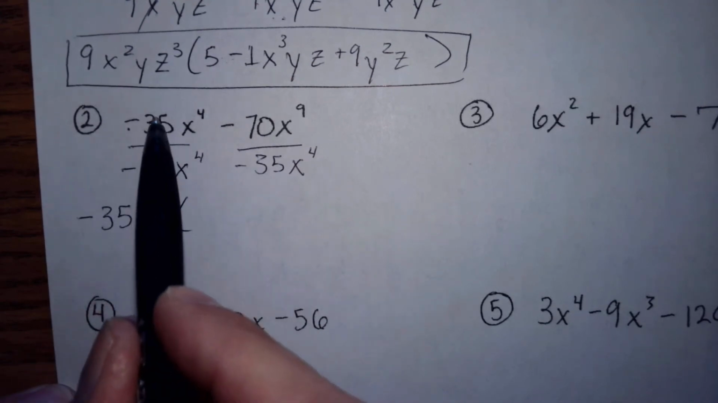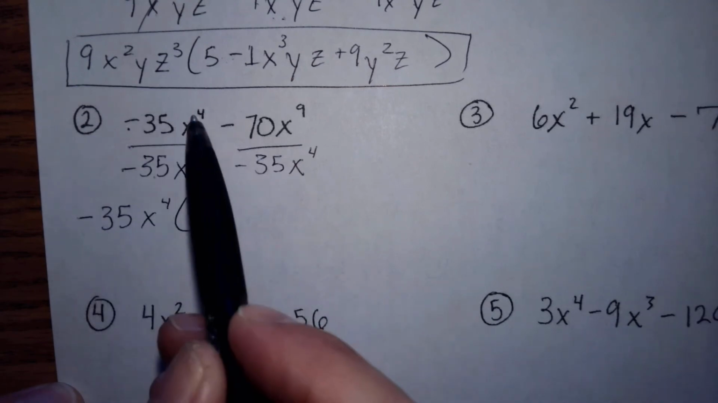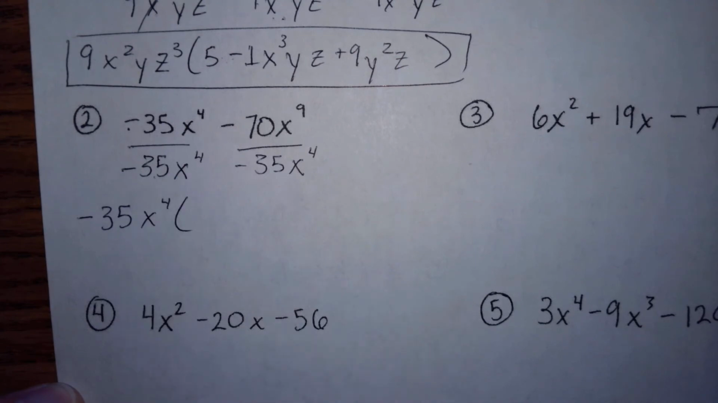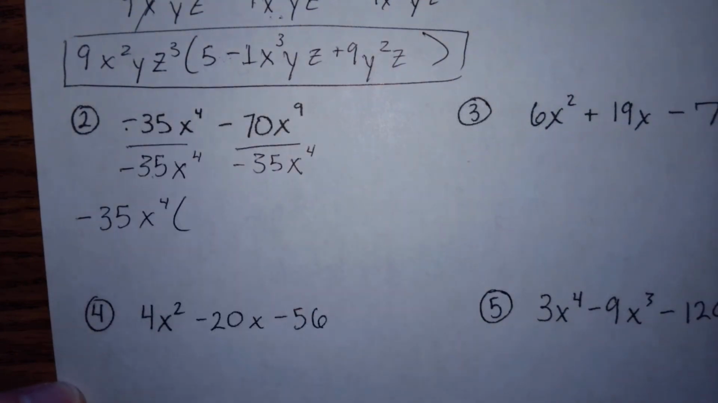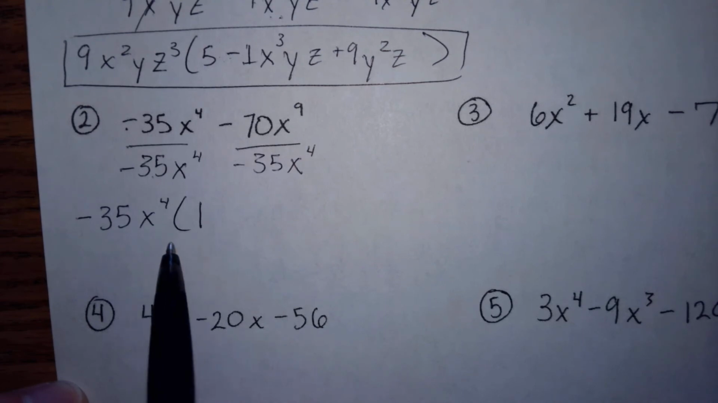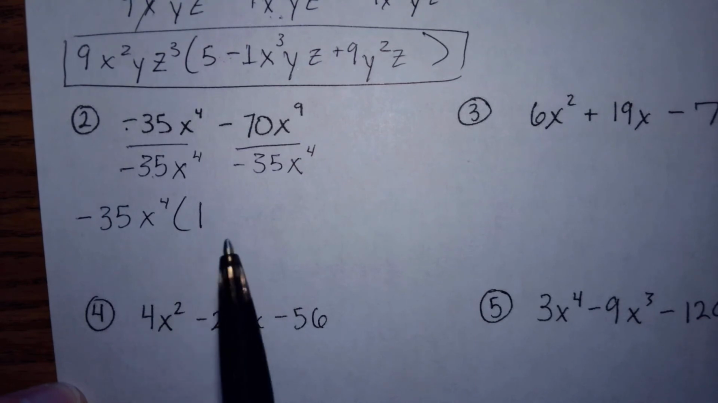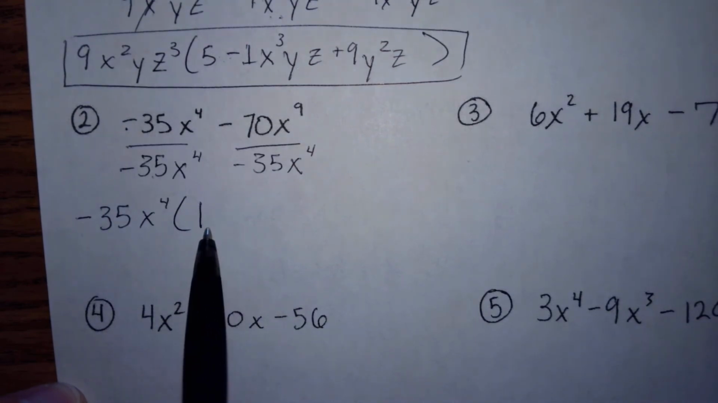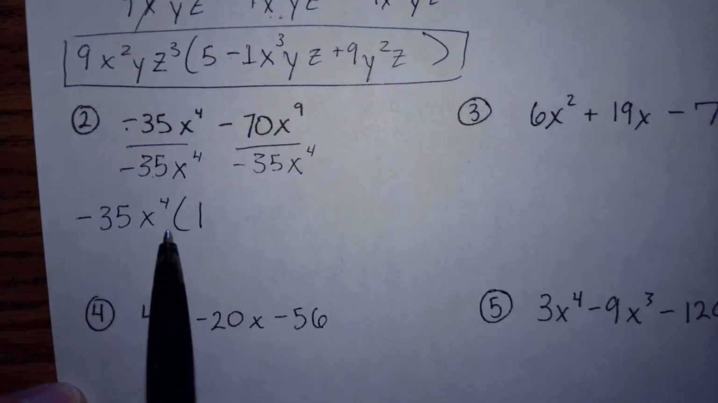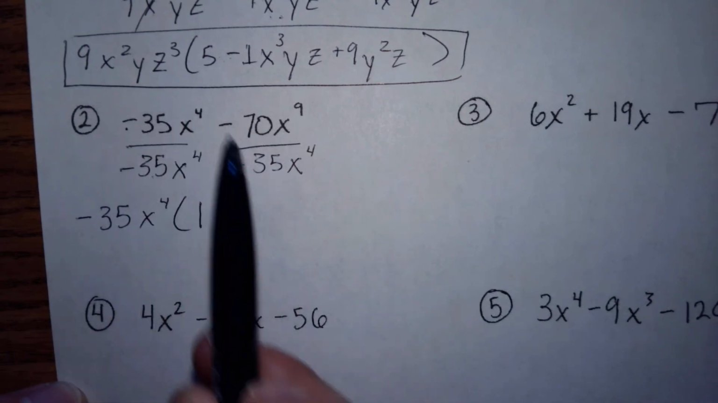And then negative 35 divided by negative 35 is positive 1. X to the 4th divided by x to the 4th is also positive 1. So this doesn't cancel out to nothing, it cancels out to 1. But this time, we have to write 1 because we're not multiplying it by anything else. Otherwise, if we didn't write anything, it would be considered 0. Whereas before, if we didn't write anything but we had an x, then there would be a 1 in front of the x. So this cancels out to positive 1.